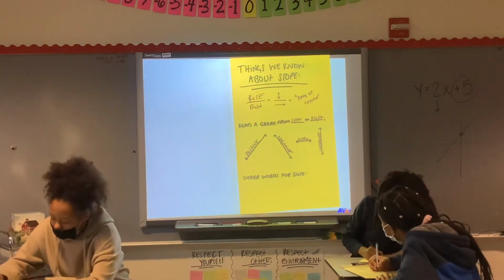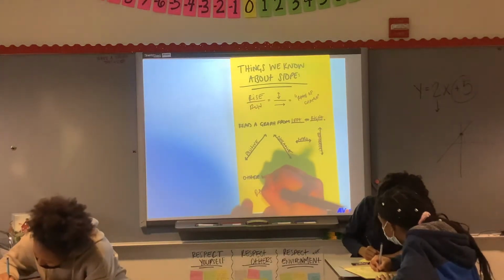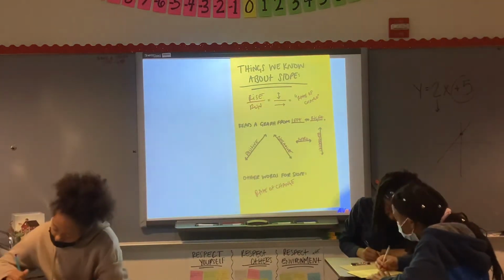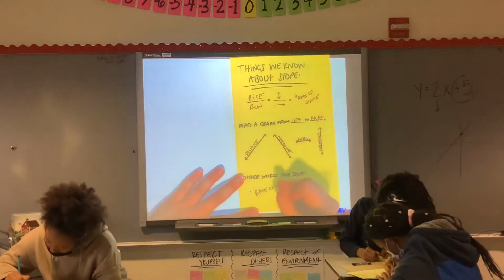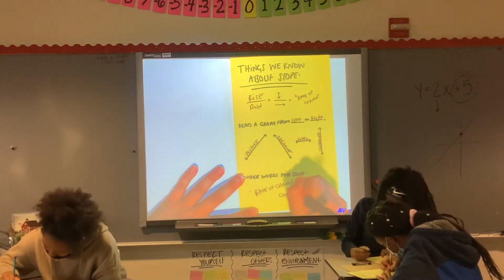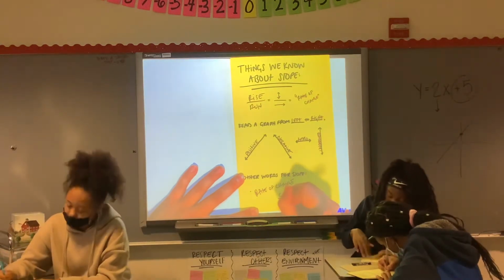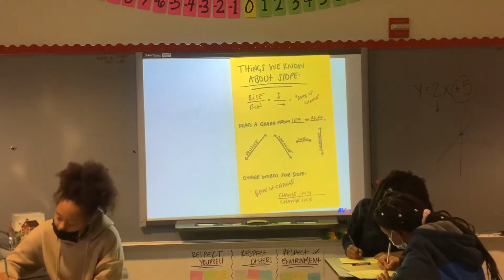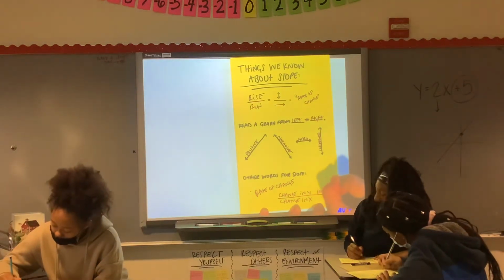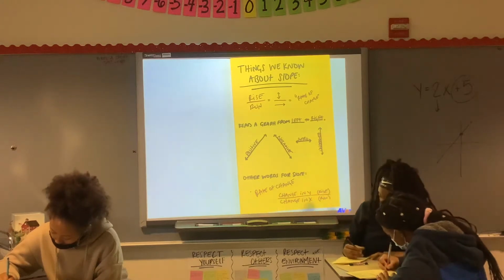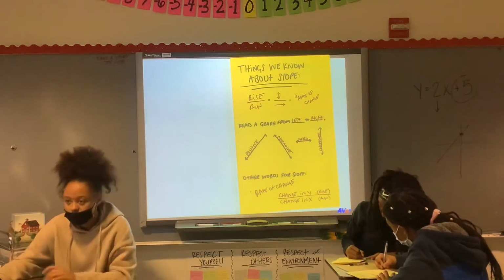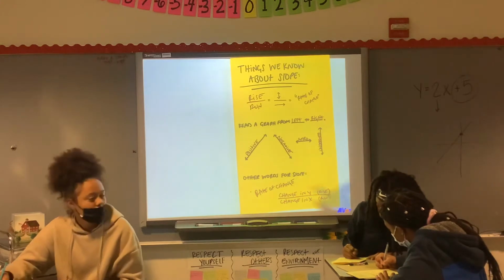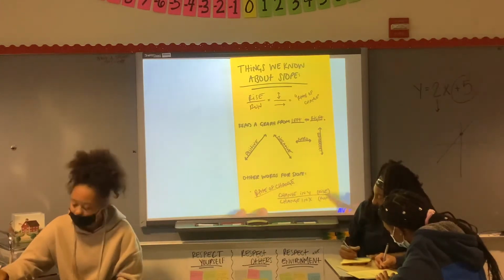Other words for slope. We said it at the top. What's another word for slope? Rate of change. Here's something else you're going to hear me say. Change in Y values over change in X values. This is the same thing as rise over run. Rate of change is the same thing as change in Y over change in X. That's what we're dividing. And then rise over run is basically the same thing.